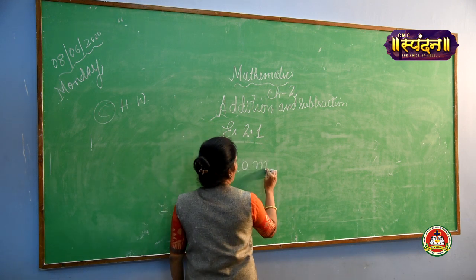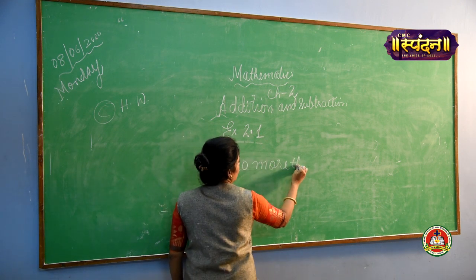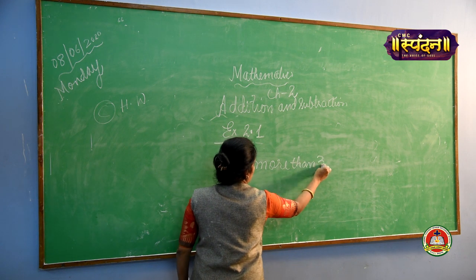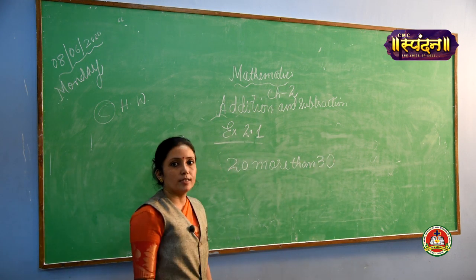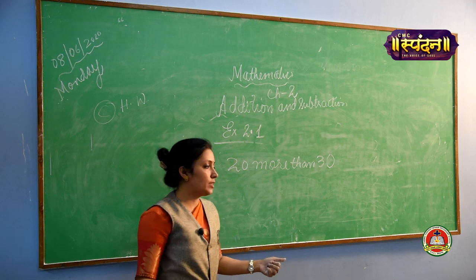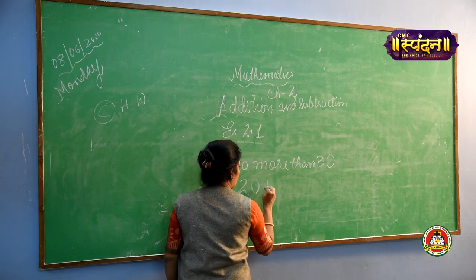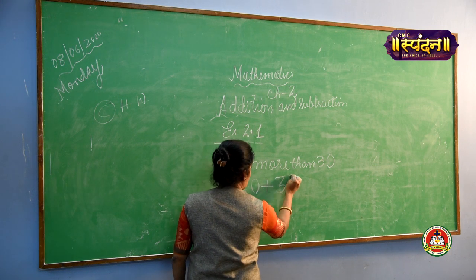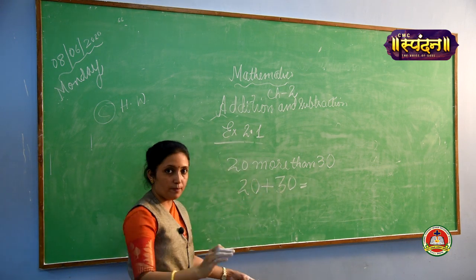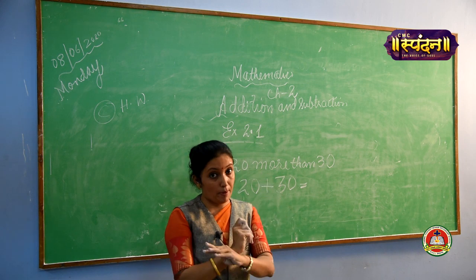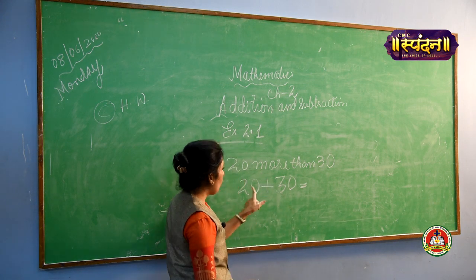20 more than 30. What is this, children? So first I will write 20, then I will write 30. What is 20 more than 30? More means add. Remember, more means add. 2 plus 3.